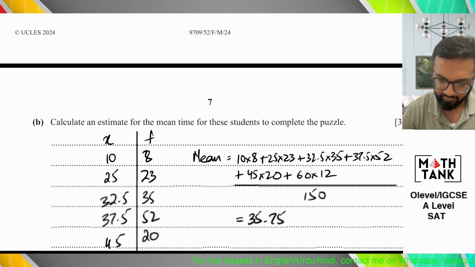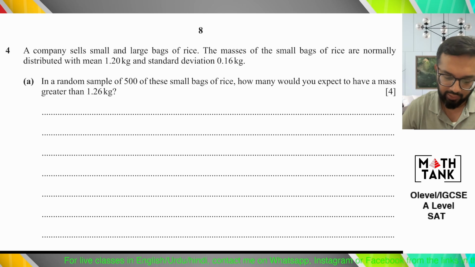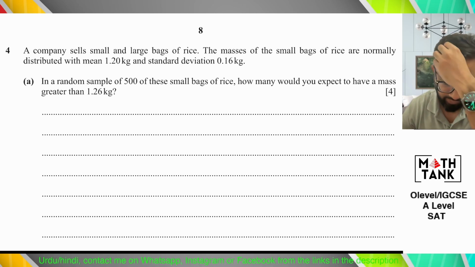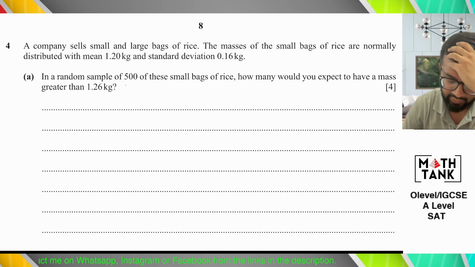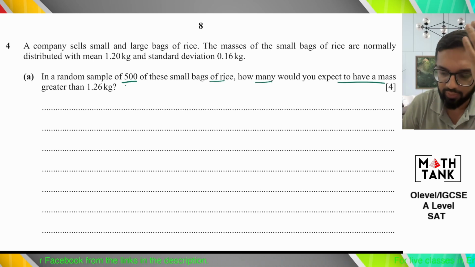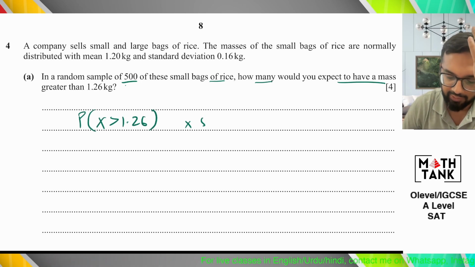Question 4. A company sells small and large bags of rice. The masses of the small bags of rice are normally distributed with a mean of 1.5 and standard deviation 0.16. In a random sample of 500 of these small bags of rice, how many would you expect to have a mass greater than 1.26? So what you do is you first calculate the probability of greater than 1.26 and then multiply it by 500.